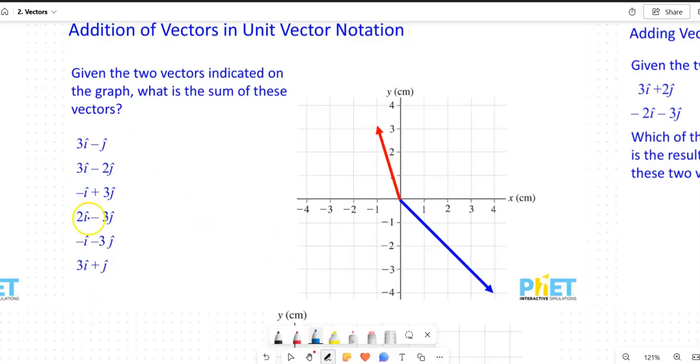Which one of these 6 choices matches up with the vector addition of the red vector plus the blue vector? Please pause the video now.